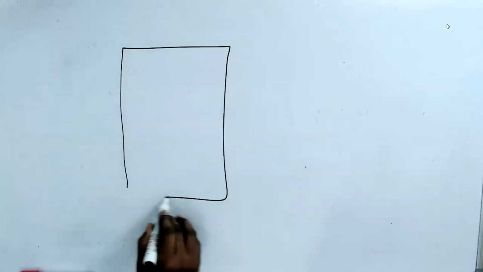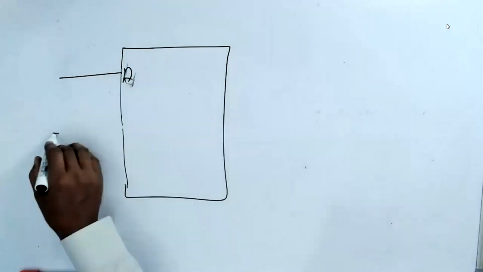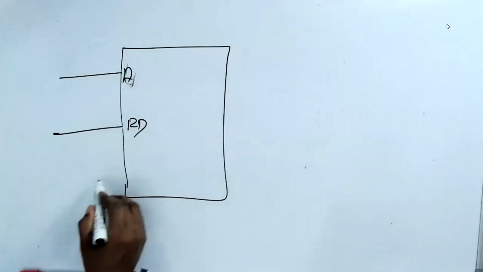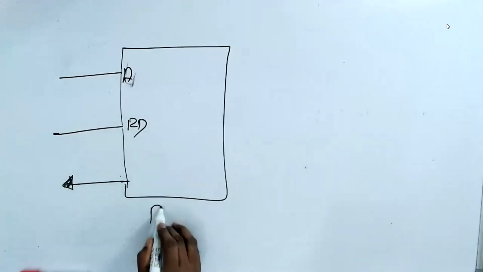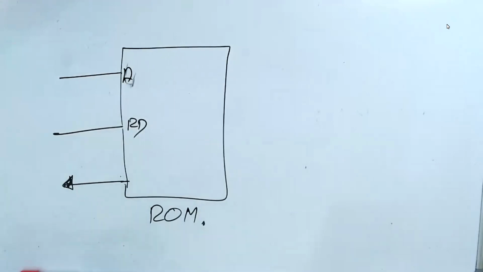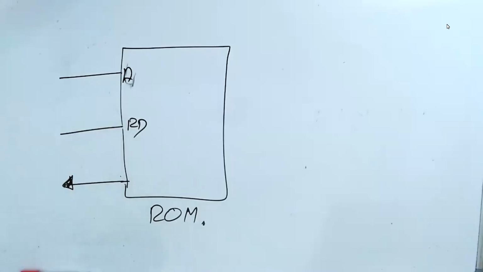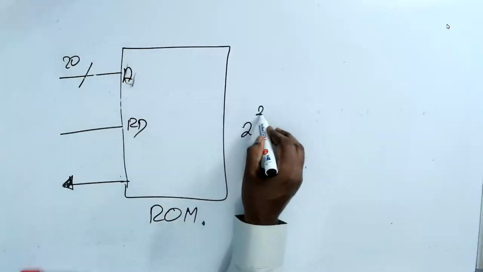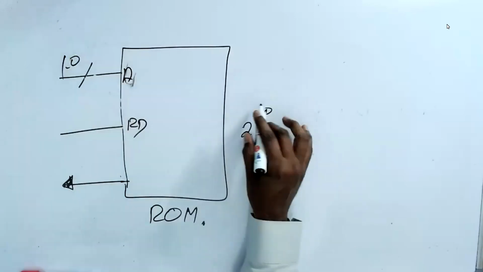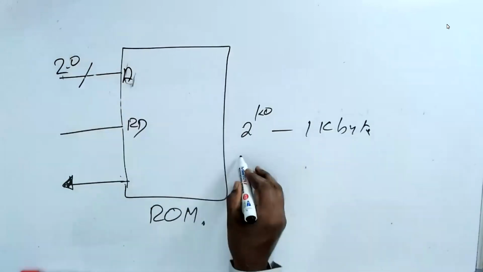I have a chip. I have a data address. I have a read. And I have a data. Data is only out. This data cannot go inside because this is ROM. And the address could be any size. If you have 10 means 2 power 10, so 1K, a kilobyte. If it is 20 address lines, 2 power 20.